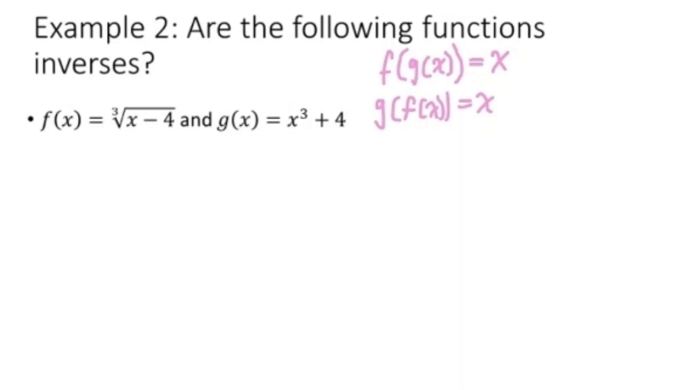Next, we're going to test to see if f of x equals the cube root of x minus 4 and g of x equals x cubed plus 4 are inverses. Once again, we'll do the function composition. First, we'll do f of g of x. g of x is x cubed plus 4, so everywhere in f, we're going to replace x with x cubed plus 4.